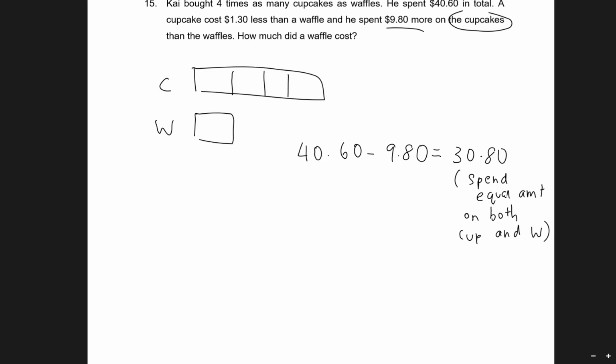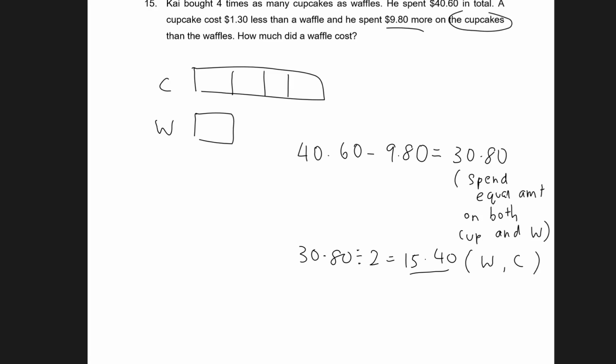So this 30.80, I divide it by 2. I'm trying to do some assumption here. I'm trying to assume that he spends 15.40 on waffle and he spends 15.40 on cupcakes. So I'm just minusing the 9.80, the more that he spent. Let's assume that he spends an equal amount of money on waffle and on cupcake. So he spends 15.40 for waffle. He spends 15.40 for cupcakes.